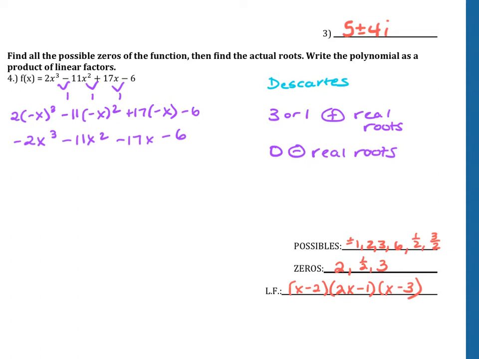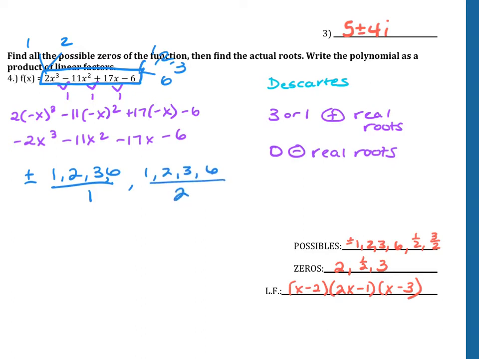So I'm going to do from my original factors of the last over the first. The last is 6: 1 and 6 and 2 and 3. The first is 1 and 2. So plus and minus 1, 2, 3, 6 have to go over 1. And then 1, 2, 3, and 6 have to go over 2. So all the first ones, obviously, if it's over 1, it stays the same. Plus and minus 1, 2, 3, and 6.